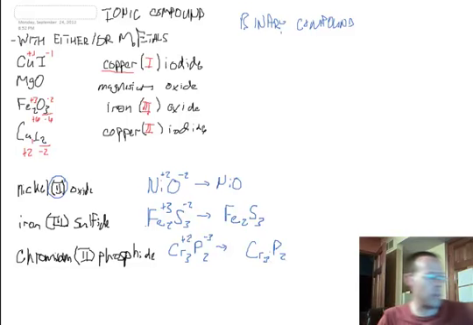Alright, and that is really how it goes with either-or metals, those metals in the middle of the periodic table, with the exception of silver, zinc, and aluminum.